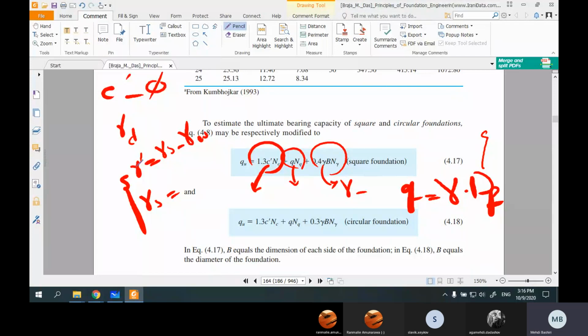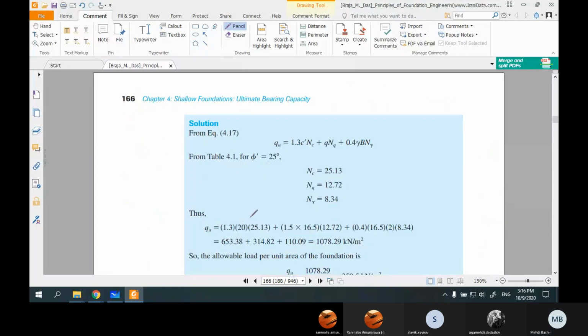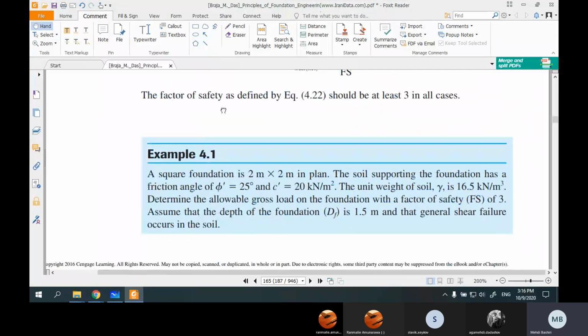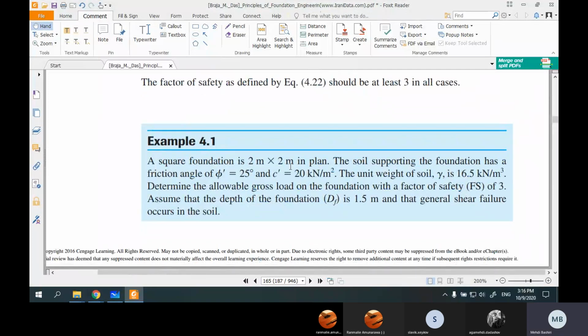Let me show you an example that you can solve using this equation. It says a square foundation is 2 meter by 2 meter in plan. The soil supporting the foundation has a friction angle of 25 degrees and cohesion of 20 kilonewton per meter squared. The unit weight of the soil is 16.5 kilonewton per cubic meter. Determine the allowable gross load on the foundation with a factor of safety of 3. Assume that the depth of the foundation is 1.5 and the general shear failure occurs in the soil.